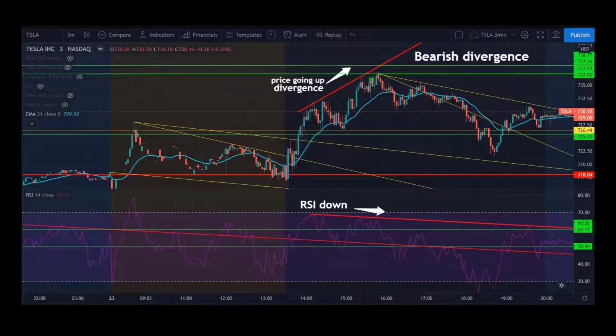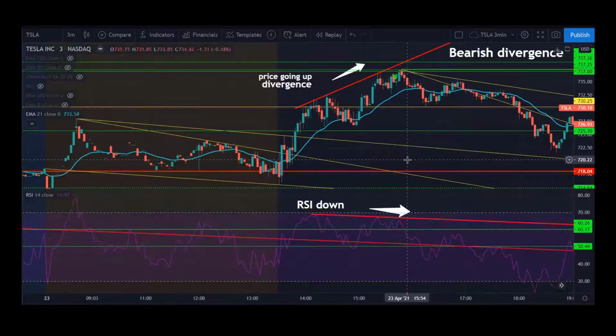This is an example of bearish divergence. Whenever I see price moving higher and making higher highs, but RSI doesn't seem to be doing the same, I start to get cautious on if this move is real or not. Now, you can see later that price broke down.